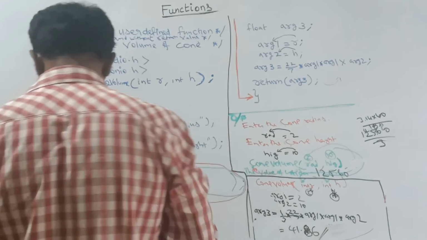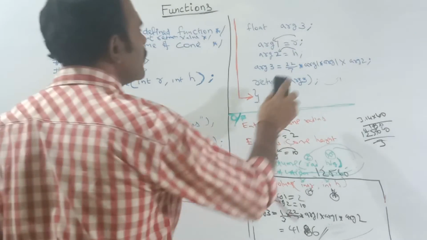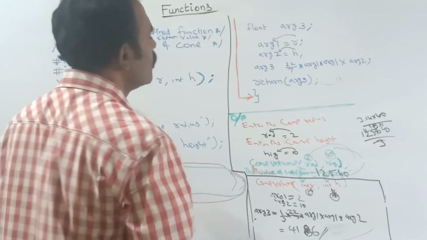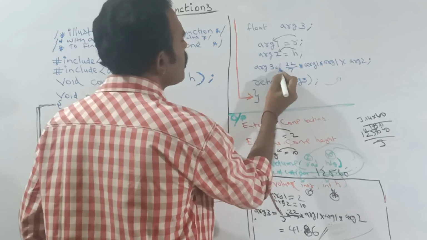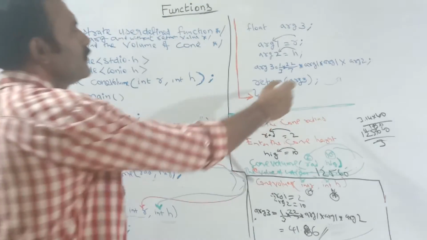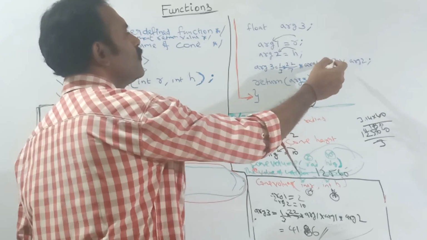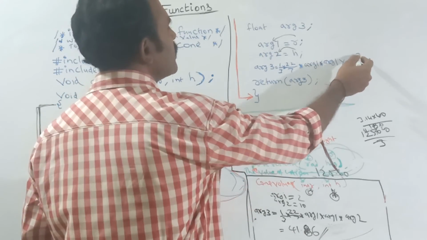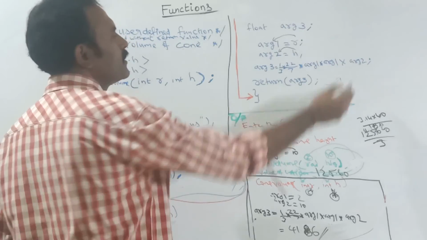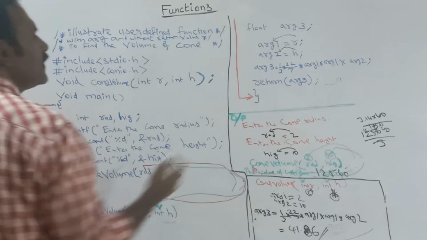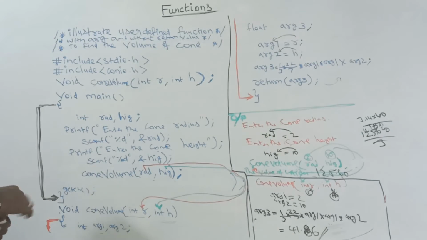So here in the formula, argument 3 is equal to 1 by 3 into pi r square h. So 1 by 3 into 22 by 7 into r square, because argument 1 holds the value r. I am multiplying this 2 times, r square into h, that is the value h, it is in argument 2. After finding it, we are not going to return any value, because this is what data type? Void data type.